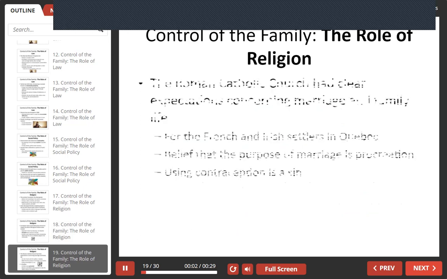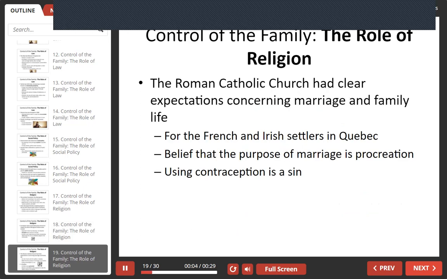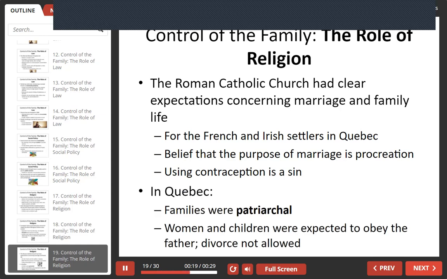The Roman Catholic Church had clear expectations concerning marriage and family life. This was usually for the French and Irish settlers in Quebec. There was a belief that the purpose of marriage is procreation, and using contraception is a sin. In Quebec, families were patriarchal. This meant that women and children were expected to obey the father, and divorce was not to be tolerated.